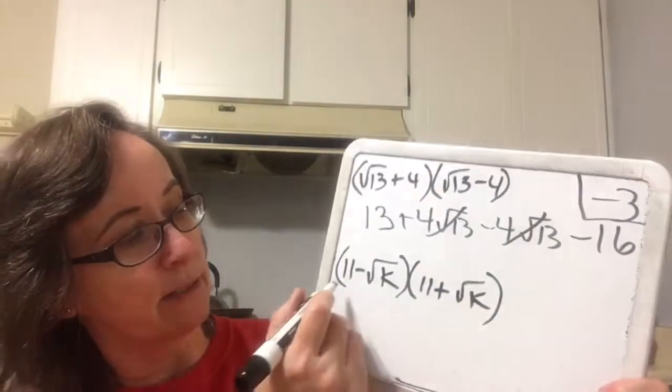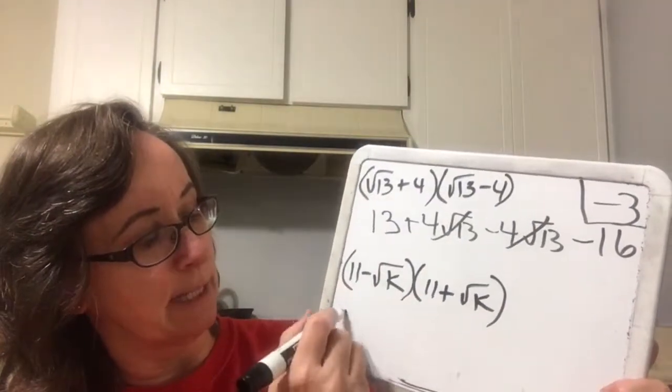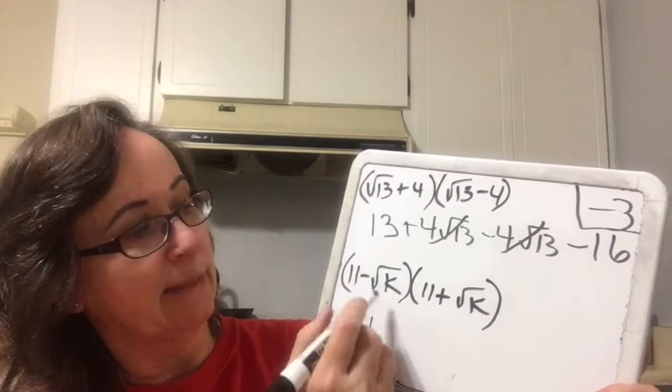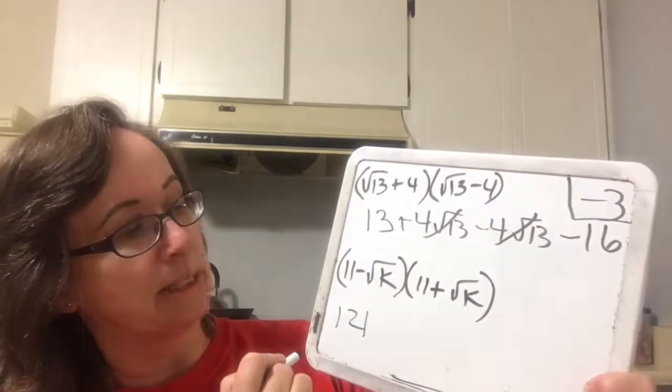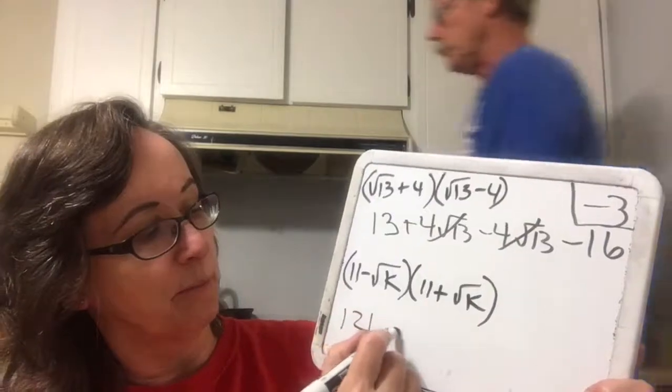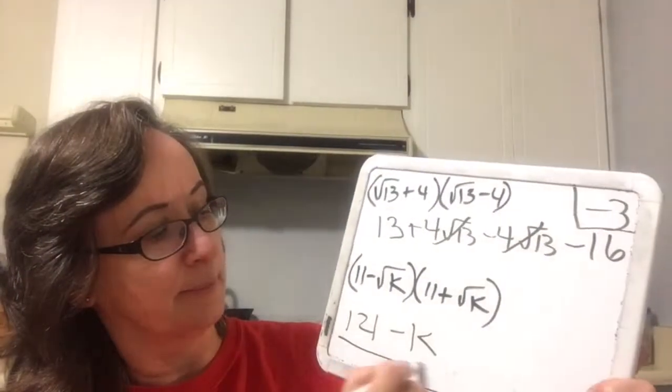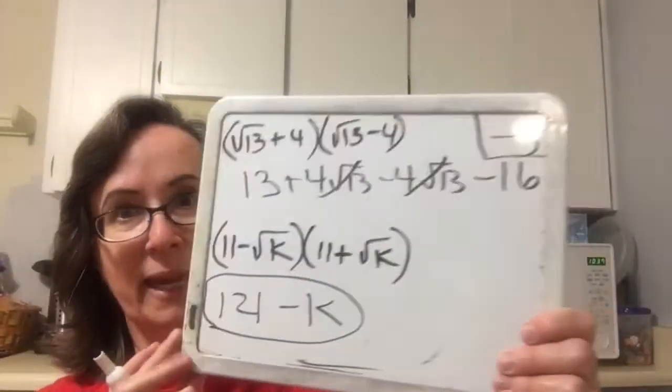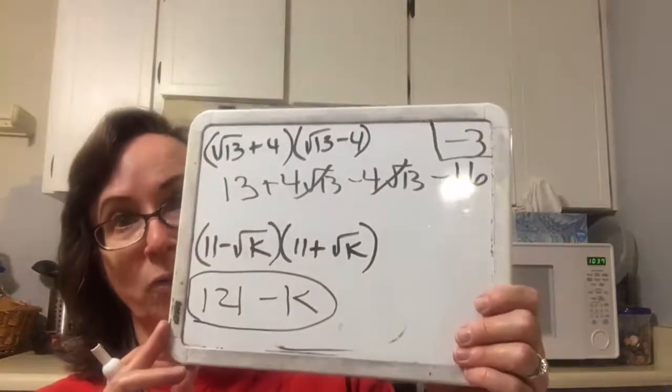This one right here is going to wind up being 11 times 11, or 121. The inside and the outside will cancel because they're conjugates, minus k. And we have one more problem to do on that set. So I'm just going to get a board and do the problem.